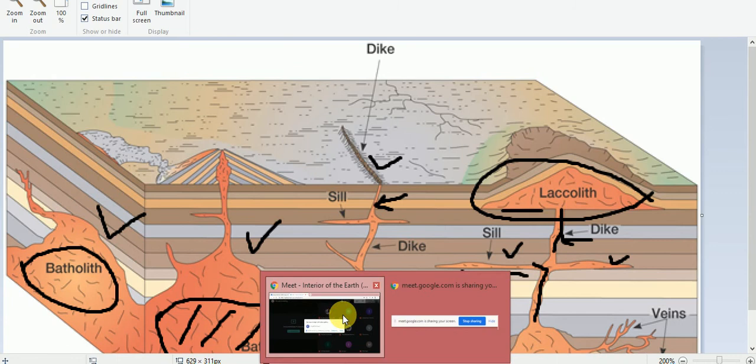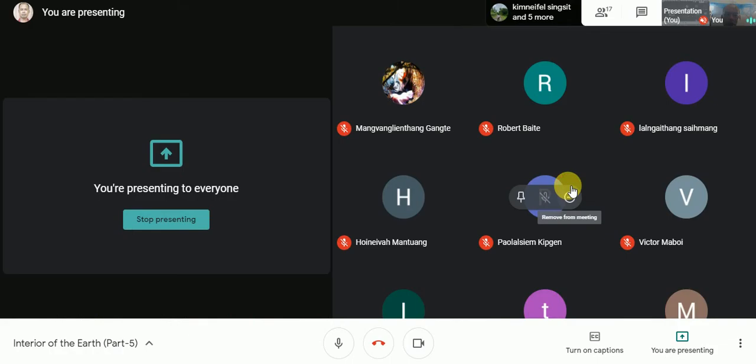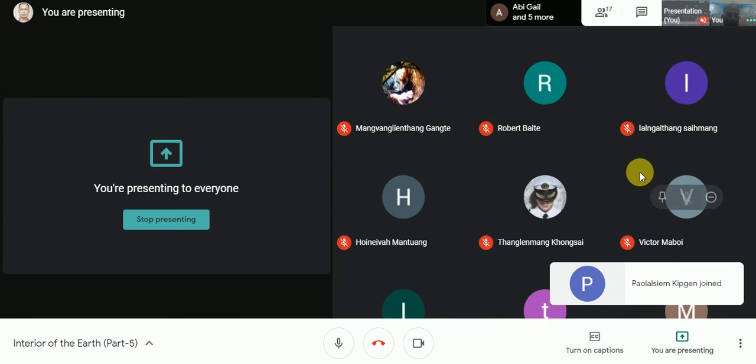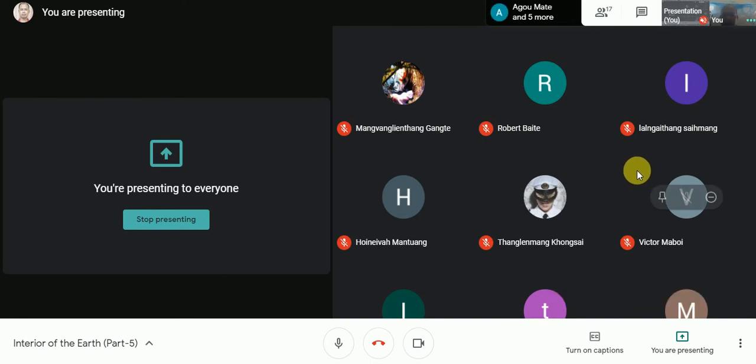Any question from your side about the intrusive forms, boys and girls? Any question regarding different intrusive forms?